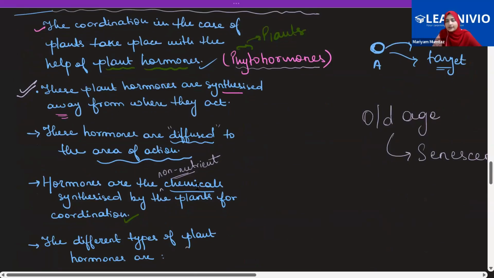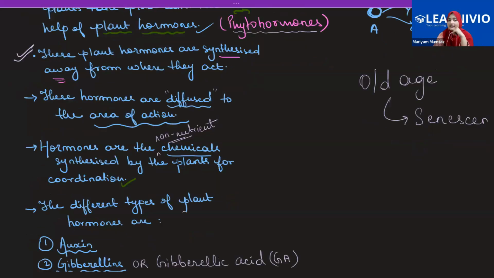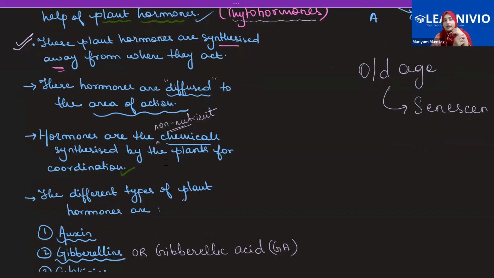Discuss the phytohormones. Now, when I talk about the phytohormone, phyto means plants and hormone means the chemical substances that are responsible for the whole entire coordination of the body. So the coordination in the case of plants, they also have their own set of hormones, and those hormones are called phytohormones. So these plant hormones are synthesized away from where they are supposed to be acting. For example, if the plant hormones are supposed to act on the stem, they'll be synthesized a little far away. And then wherever they are synthesized, from that area they diffuse to the area of the action. That's the work of the hormones.